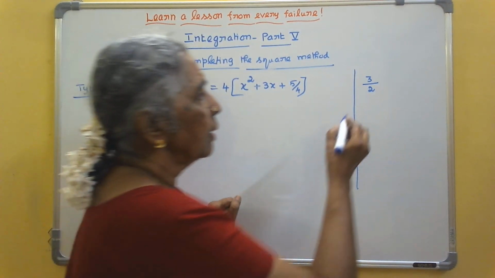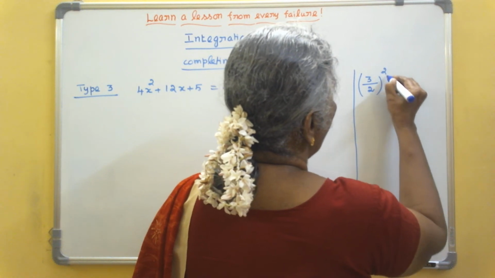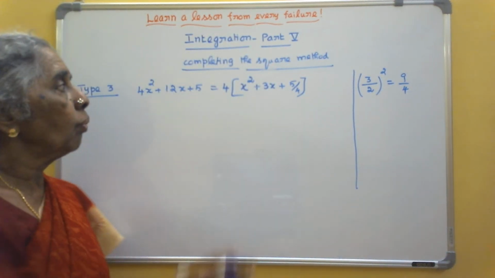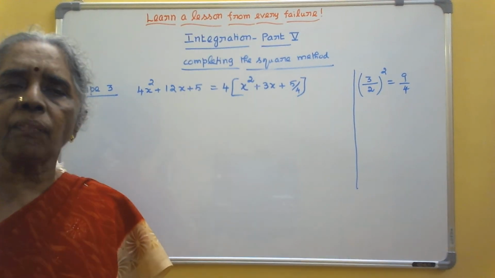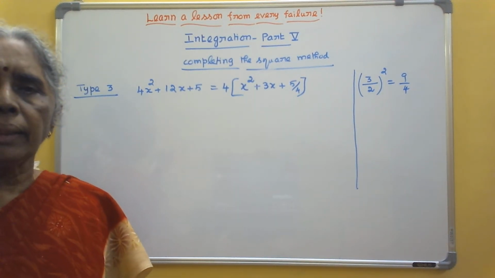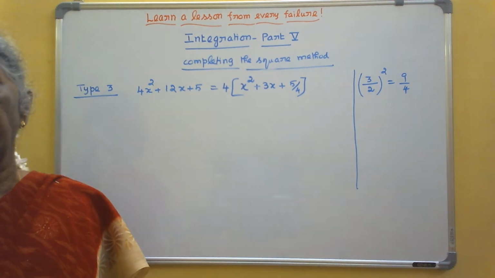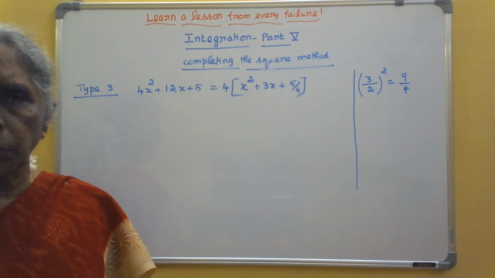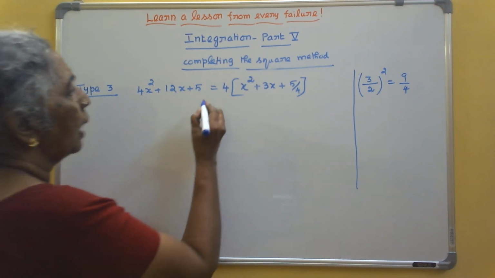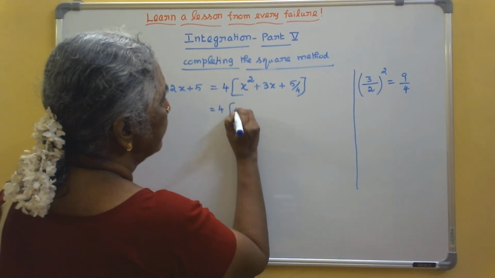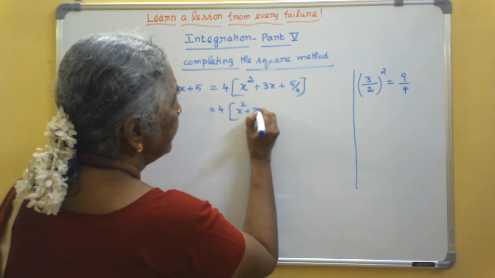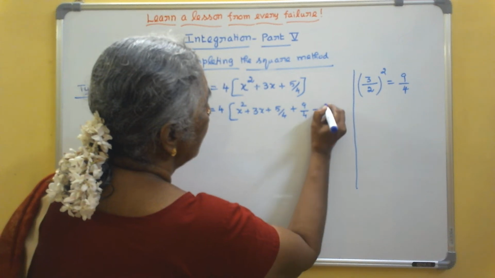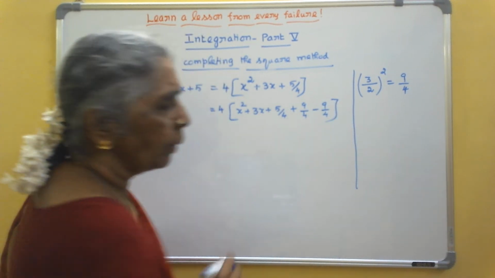Square it. If you square this, what are you getting now? 9 by 4. Okay. So, once you make the coefficient of x squared plus 1, then it all belongs to type 1 only. So, take the coefficient of x, divide by 2, square it. Now, you write this 4 as it is, x squared plus 3x plus 5 by 4 plus 9 by 4 minus 9 by 4. Okay.